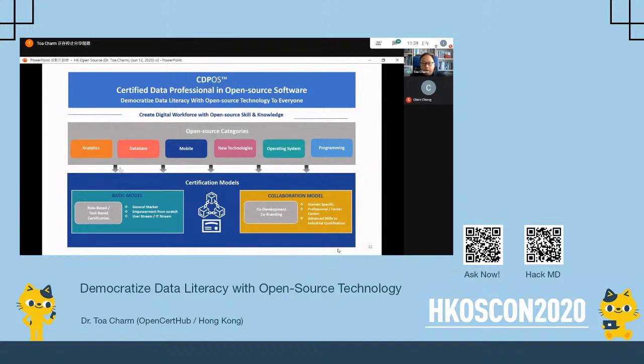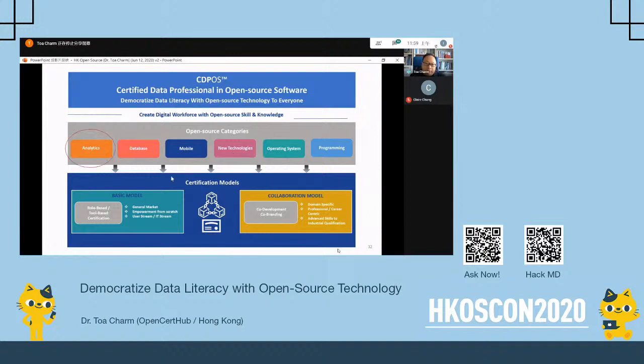But in terms of framework, as you know, in the open source, we have different categories, even under the big data world, right? So we have the analytics, database, mobile, new technology, operating system, and programming. So for each one of the 6 categories, we will have different kind of certificates for the people to learn and take the exam and get those certification, right? So say, for example, analytics. So we have a series of certifications and the people can take it and then they get the qualification. Similarly for database, for mobile and new technology, operating system, and so forth.